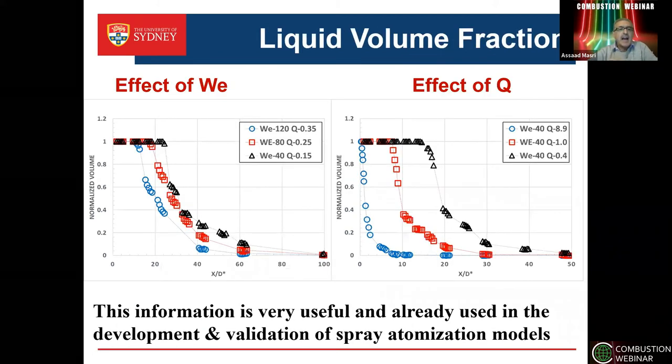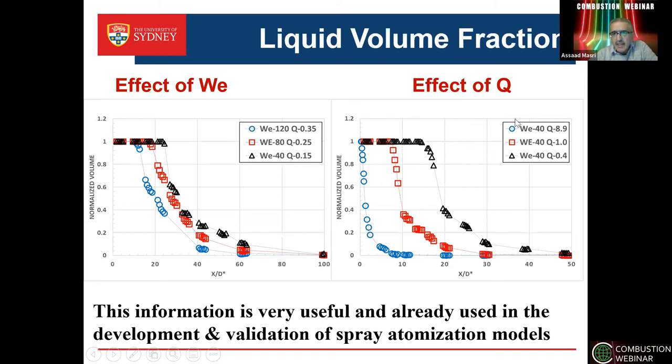So now let me highlight that with respect to what happens on the center line, where we now show the normalized volume, and these plots show the effect of increasing Weber number. The Weber number here is increasing from 40 to 80 in red to 120 in blue. And what this is showing is as the Weber number increases, the point at which the jet starts to break down becomes closer to the exit plane of the liquid, but it decays at a rate. The rate is somewhat similar, right? But the completion of the atomization process occurs earlier.